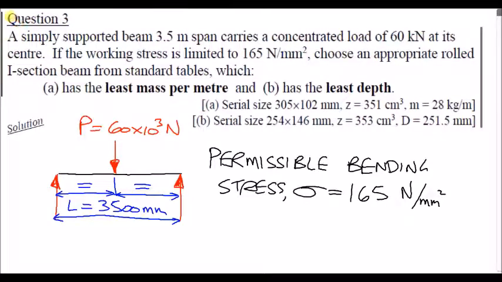So question 3, here's the solution. Extract the information from the question. We have a simply supported beam with a 3.5 meter span. Here's my simply supported beam sketched. My length, my span, is 3,500 millimeters. I'm working in millimeters here. We have a concentrated point load of 60 kilonewtons. So my point load P is 60 times 10 to 3 newtons. And the working stress, or the permissible bending stress shown here, is 165 newtons per millimeter squared. That's extracting information from the question.